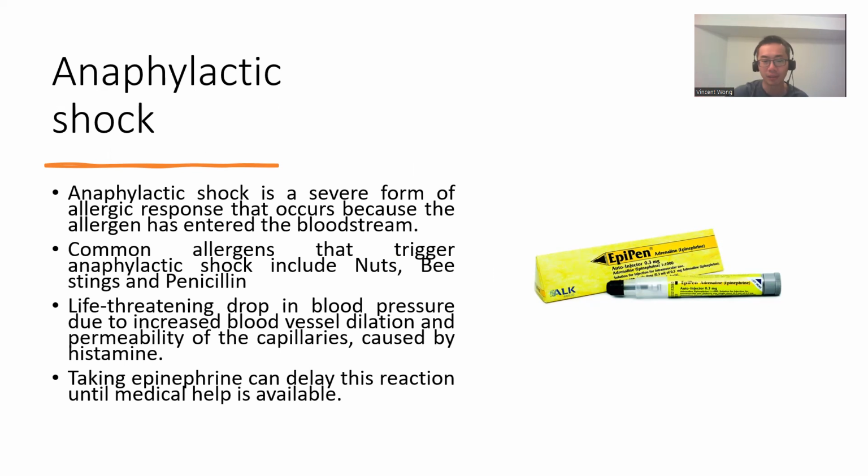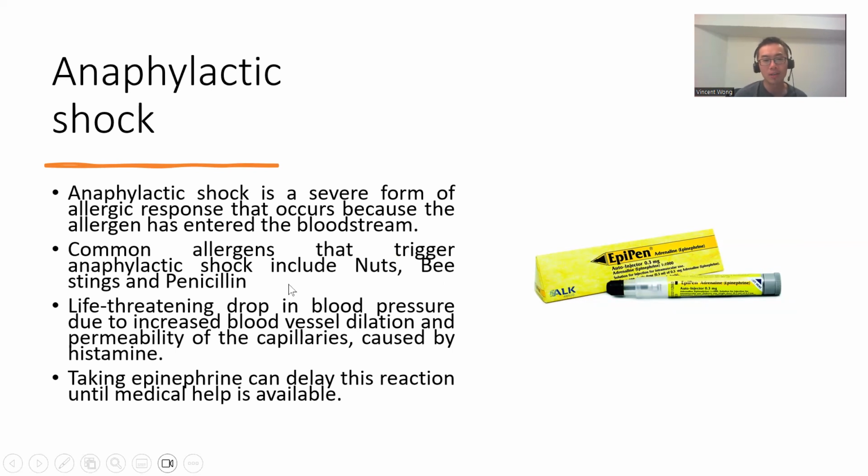And usually common allergens for these kinds of things include peanuts or nuts in general. That's why they have nut-free zones at school, right? Because some kids may have very severe nut allergies. It could also be allergies to bee stings or penicillin, right? So if you're allergic to penicillin, they actually have to give you another class of antibiotics if you have a bacterial infection or something like that.